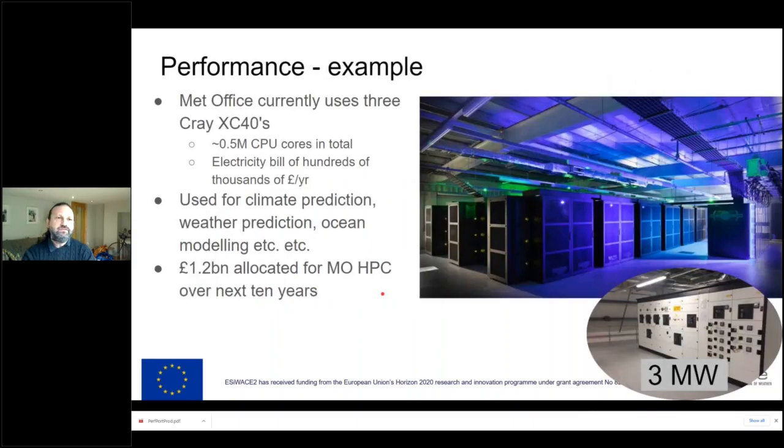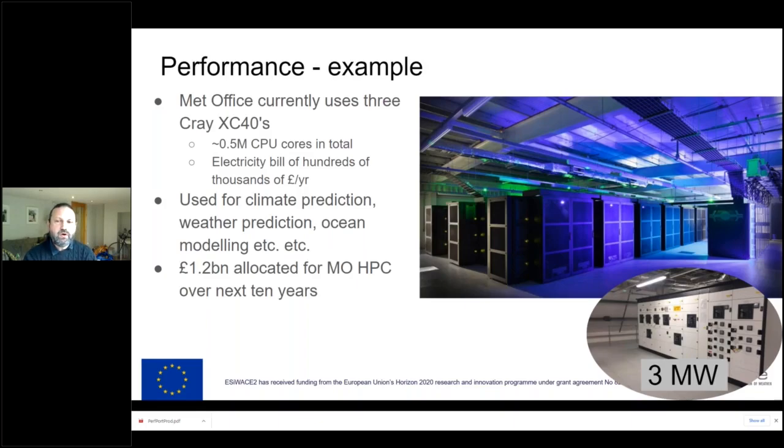So here's an example. I work with the Met Office quite a lot, so I'm afraid my slides tend to be biased towards them, but this is true for all the major centres. The Met Office have 3 Cray XC40s at the moment, and that's 500,000 cores that you need to somehow keep busy with your computation.